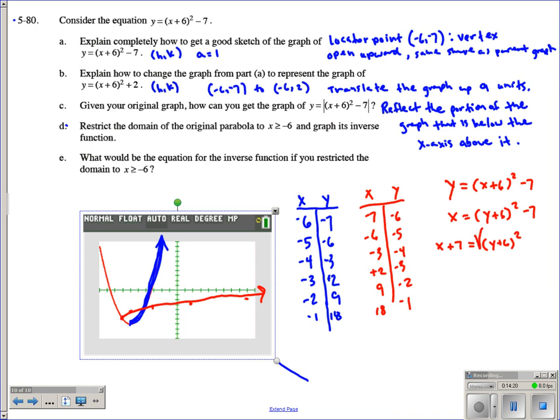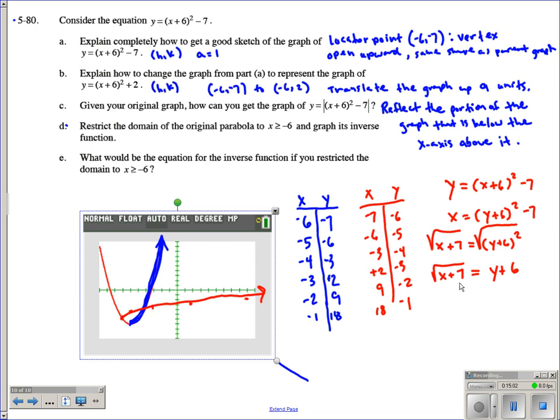Let's take the square root of each side. So we've got the square root of x plus 7 equals, and normally we would take the absolute value of y plus 6 squared there, we would end up with the absolute value of y plus 6. But since we're only focused on the restricted domain, we're going to end up with just y plus 6 on this one, because this part will be the only part that is the inverse to this part.